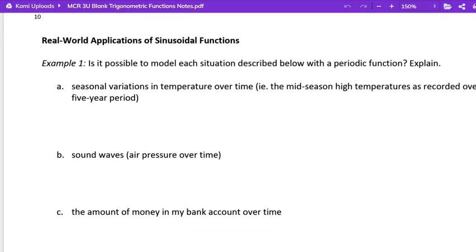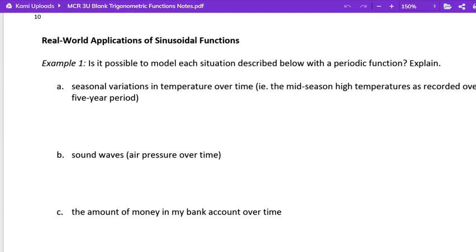Now, here's the question. Is it possible to model each of the following situations using a periodic function? I'm not saying sine, cosine, just periodic, a repeating function. Seasonal variations in temperature over time. So averages, we're saying, i.e. the mid-season high temperature as recorded over a 5-year period. So we're talking climate as opposed to weather. Remember from grade 10, climate. And we're not talking over thousands of years. We're just saying every year. Can we approximately call this a periodic function?